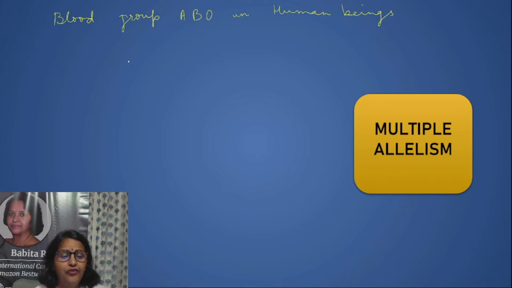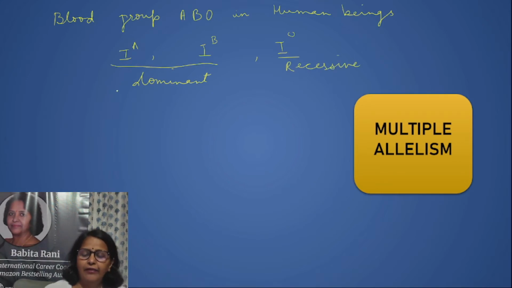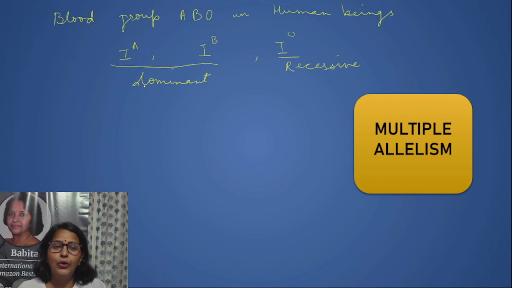So in case of human beings, we have multiple allelism, that means more than 2 alleles: IA, IB and IO. Just now I discussed this. These 2 are dominant alleles and this is the recessive one. Now what will happen? One organism will have only 2 alleles in a gene. So what will happen because of this? We will have many combinations.